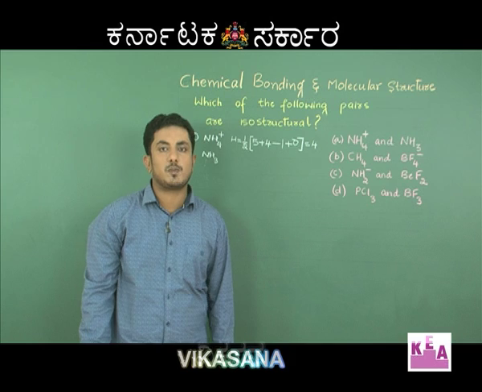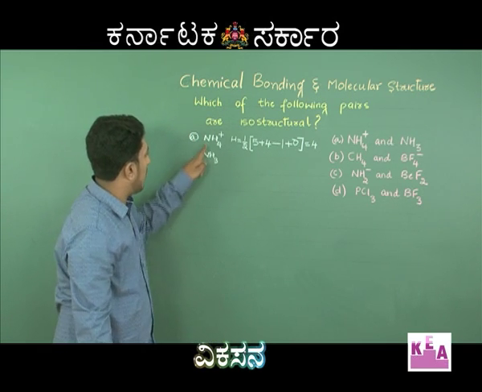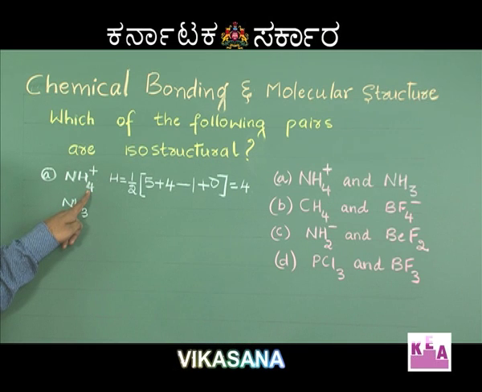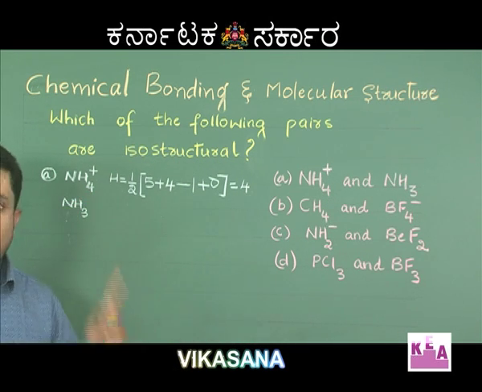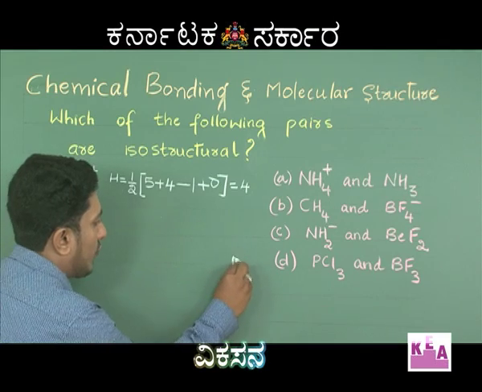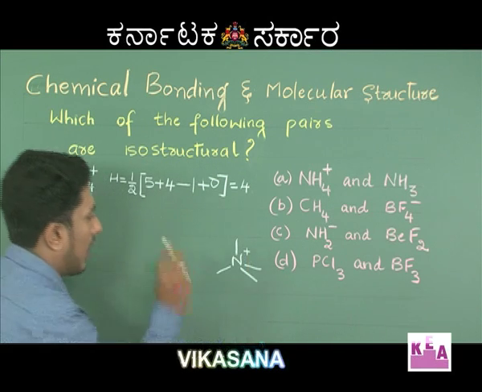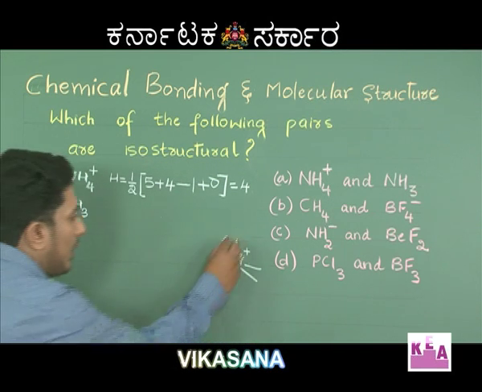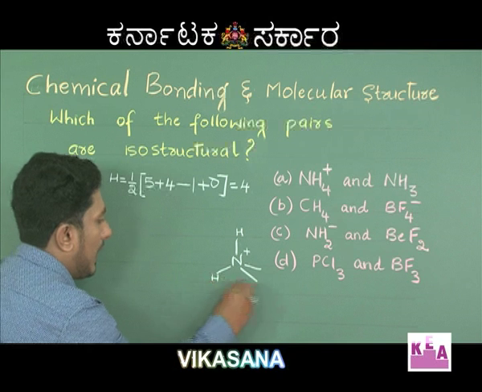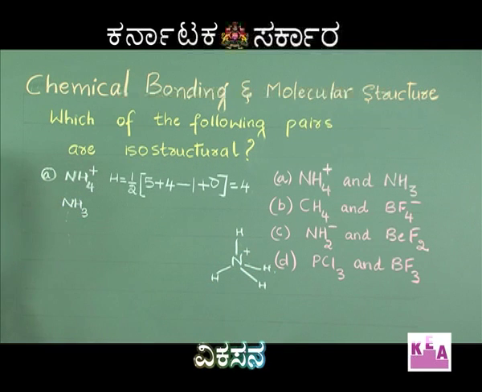If the hybridization is sp3, then the molecule contains 4 orbitals. In NH4 plus, nitrogen is linked to 4 hydrogen. That means all the 4 positions are occupied by hydrogen. Hence, the shape of NH4 plus is tetrahedral. It has a perfect tetrahedral shape, where the 4 positions are occupied by hydrogen. Let us check the shape of NH3, and we'll just compare. If they have the same shape, then option A will be the right answer.